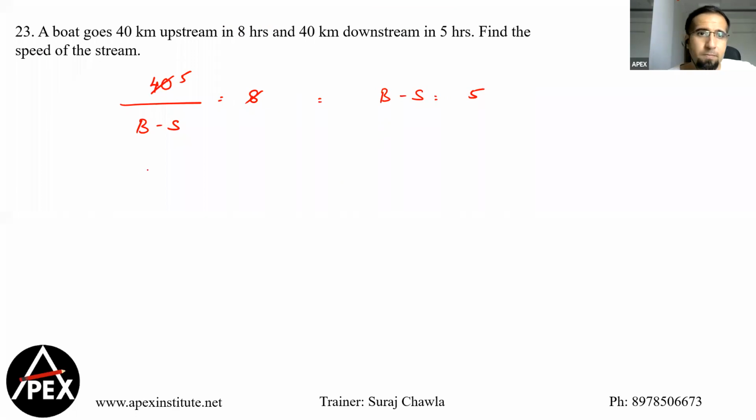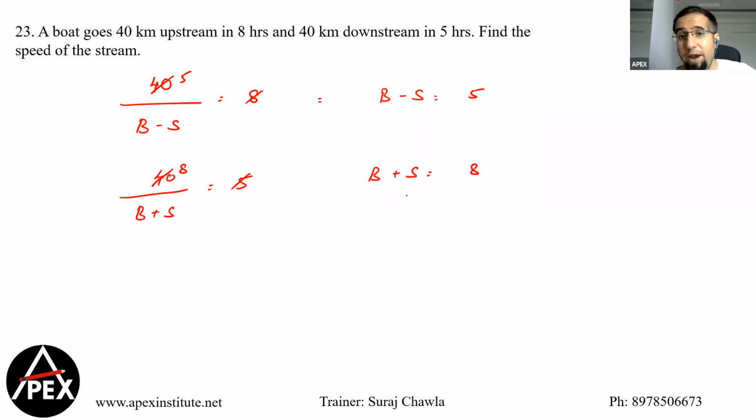The boat goes 40 kilometers downstream. When I go downstream, this becomes B plus S. Now that is in 5 hours. 5 ones are 5, 5 eights are 40. So we get the value of B plus S is equal to 8. So B minus S is equal to 5 and B plus S is equal to 8.